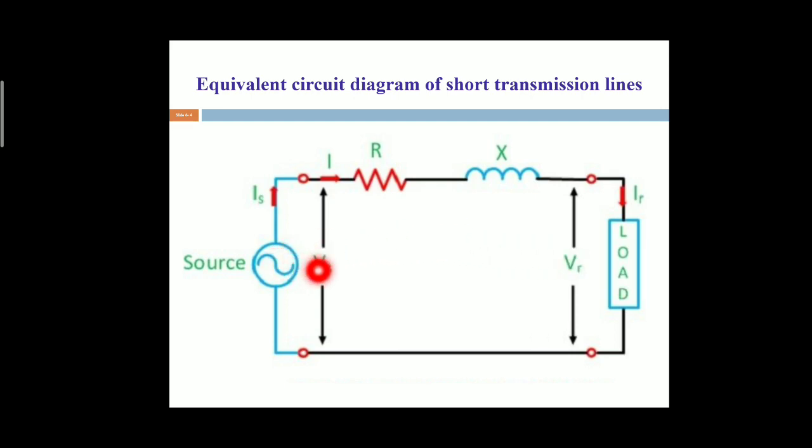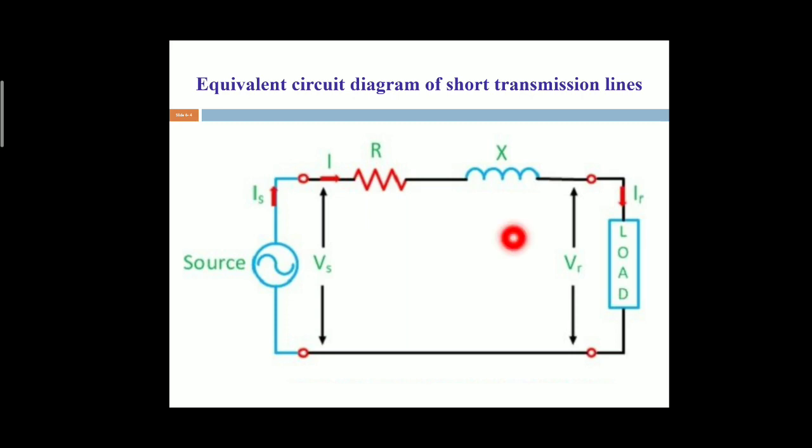The sending end voltage is not equal to the receiving end voltage due to the presence of this resistance and reactance. Due to that resistance and reactance, there is some impedance drop. Due to that impedance drop, the receiving end voltage is reduced when compared to the sending end voltage. Vs is not equal to VR due to the presence of this resistance and inductive reactance.